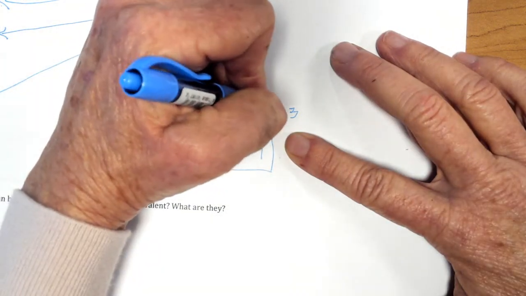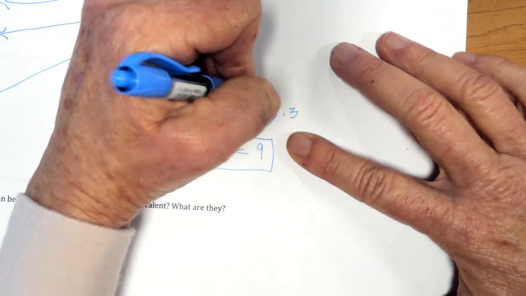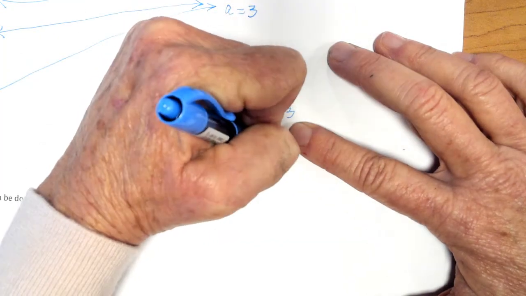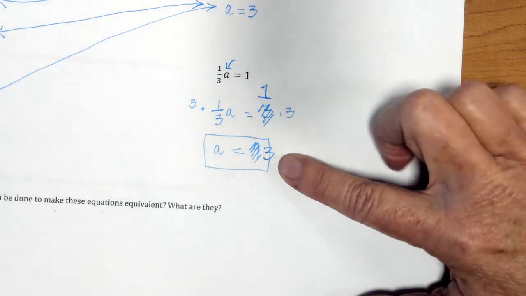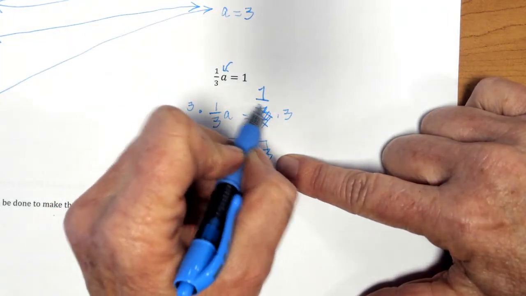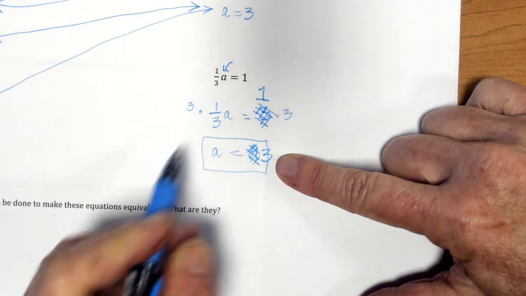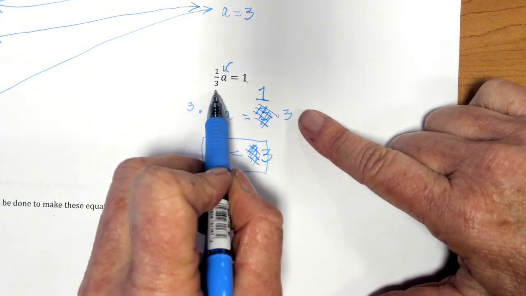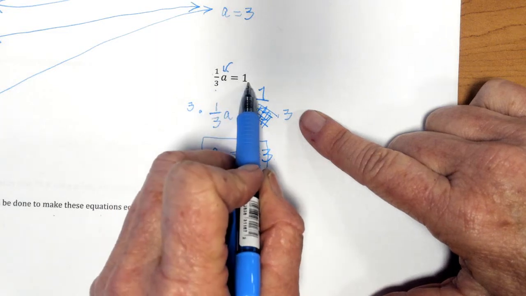It's not equal to 3, it's equal to 1. So this is a is equal to 3. I made that error. I just noticed my error. So I rewrote the problem wrong. So I'm wondering, 1/3 of some number equals 1.